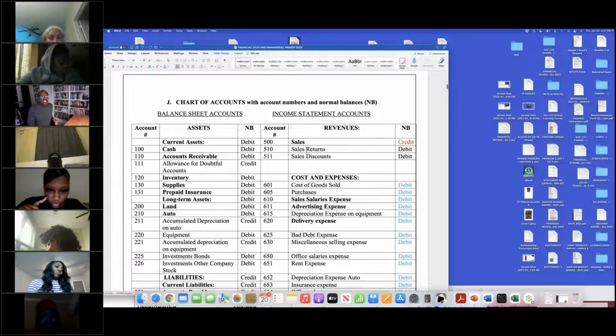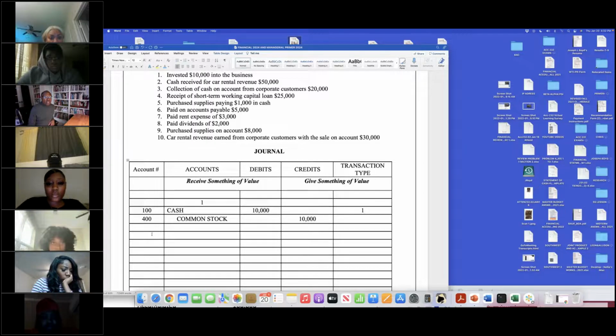So in this journal entry, we're going to debit cash again, 100, and we're going to credit, now, common stock. Sales. Right, sales.